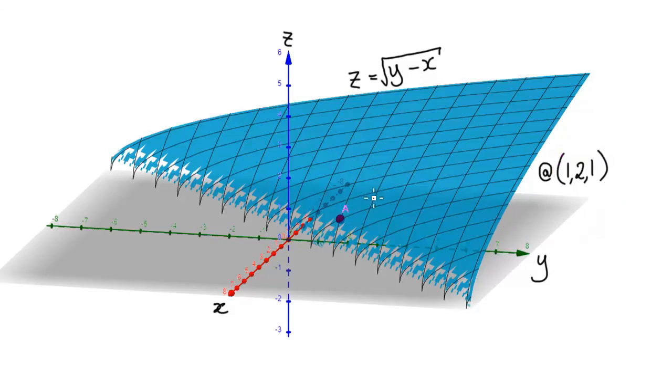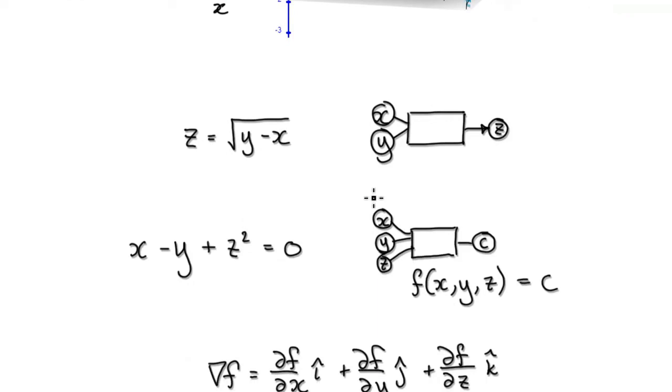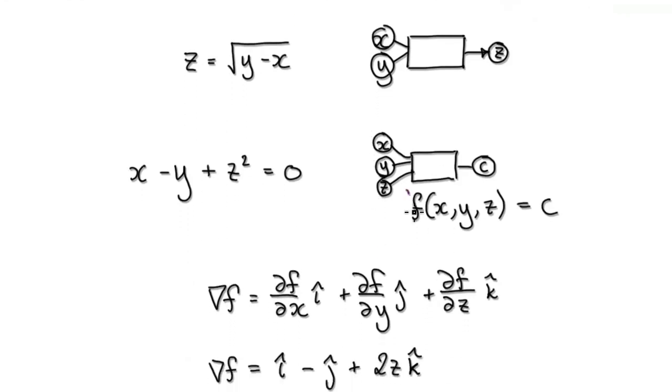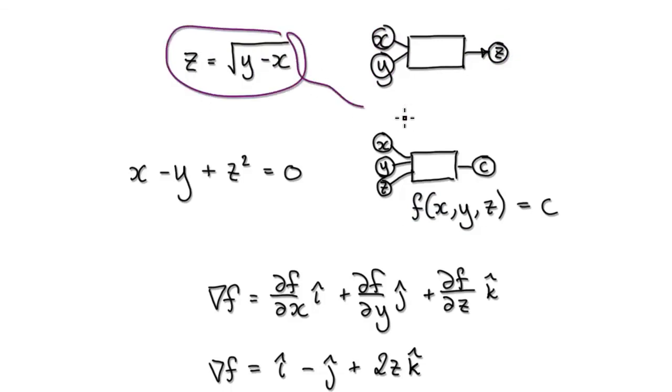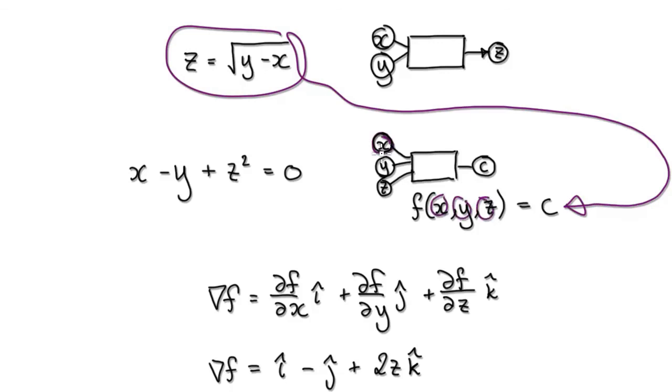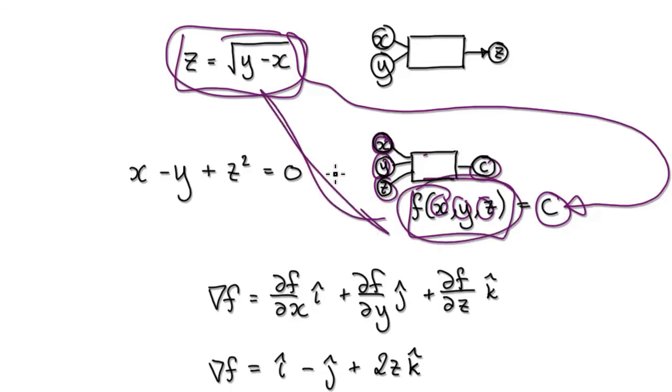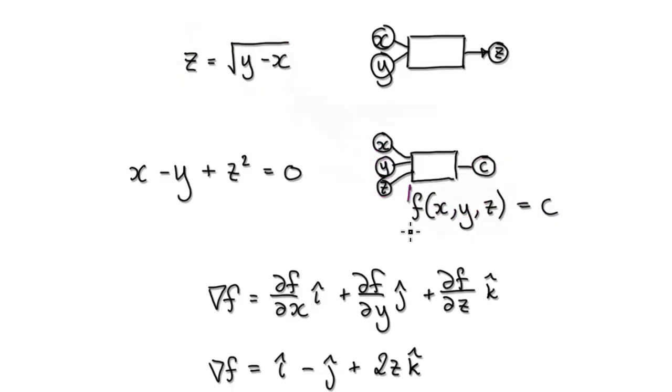Okay, so the first step is to convert our surface, our function, into this form. Currently it's of this form because you're manipulating x and y, and then it spits out a z. We want to convert this into this form where you manipulate x, y and z, and then it spits out some sort of constant. These two are exactly the same but just written differently. So in short, we want to rewrite it in this form.